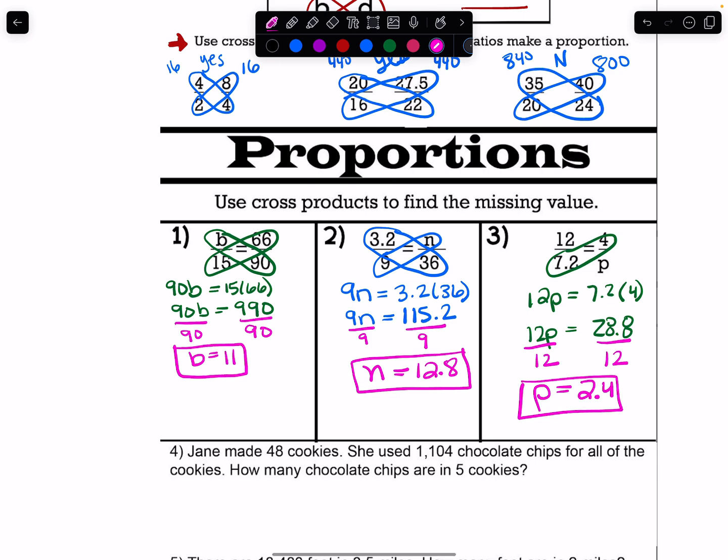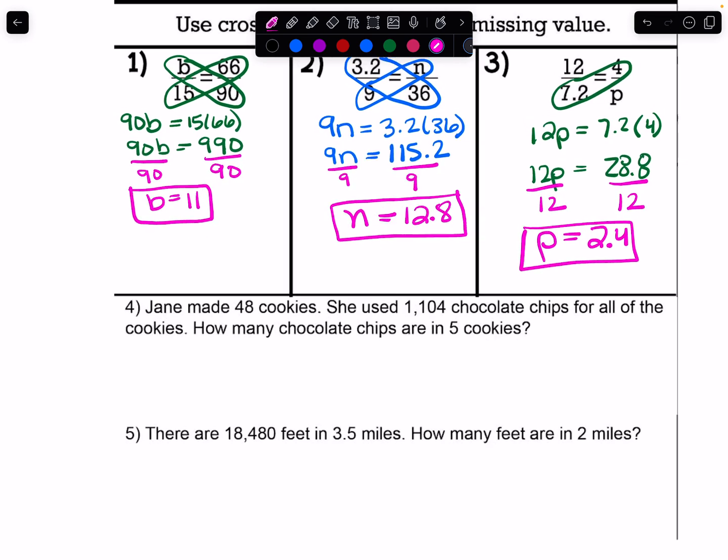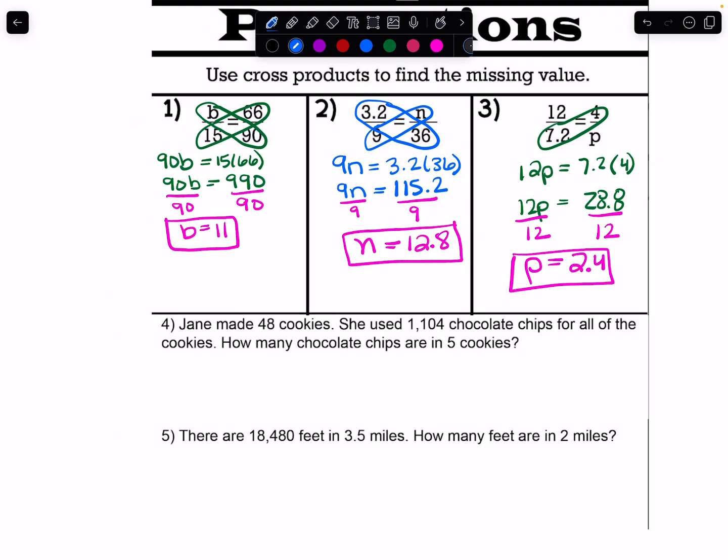We can also write proportions and solve them from a word problem. So we have this first one. Jane made 48 cookies. She used 1,104 chocolate chips for all of the cookies. How many chocolate chips are in 5 cookies? So we're comparing cookies and chocolate chips. So I find it helpful to write the words in a fraction first. We're going to compare cookies and chips.